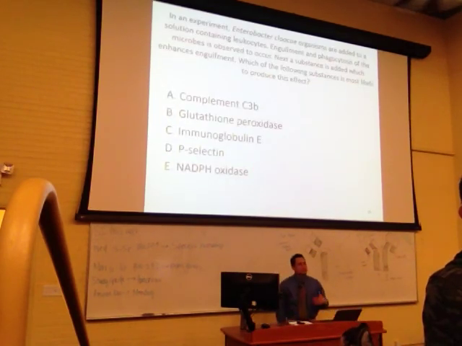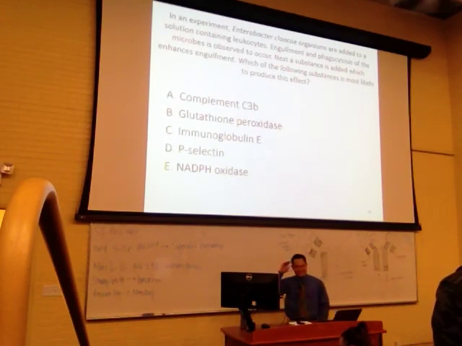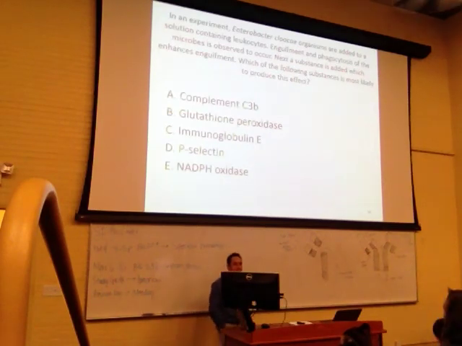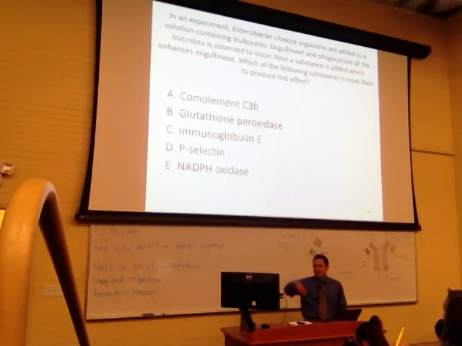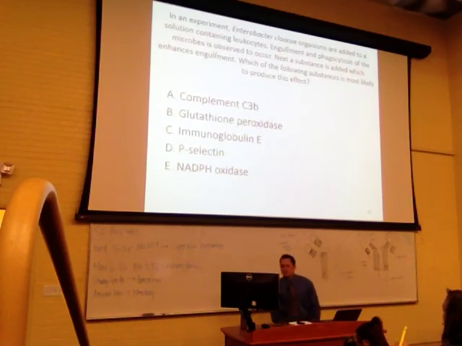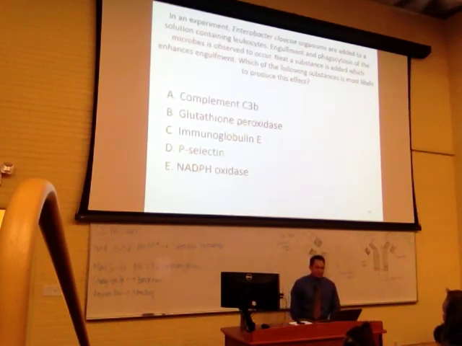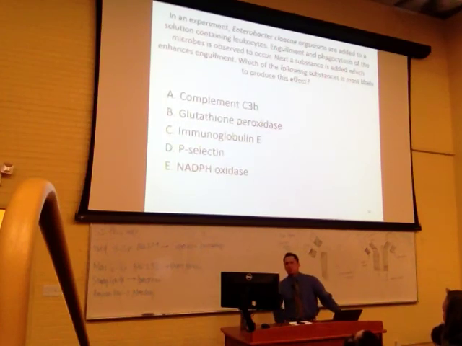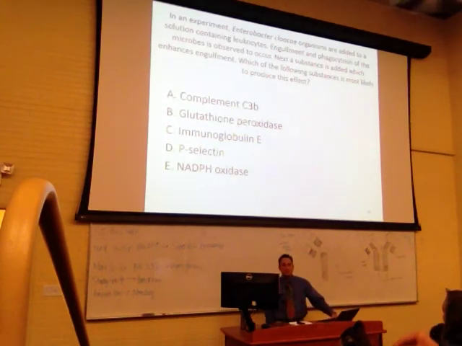Okay, here's another one. Is this helping? Yes. Or scaring you? Or all of the above? Or A and B only? In an experiment, bacterial organisms are added to a solution containing leukocytes. Engulfment and phagocytosis of microbes happens. Then you add something that enhances the engulfment. Which of the following substances is most likely to produce the observed effect? A. Complement C3b, glutathione peroxidase, immunoglobulin E, P-selectin, or NADPH oxidase.